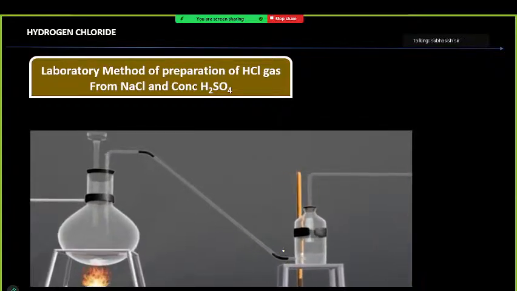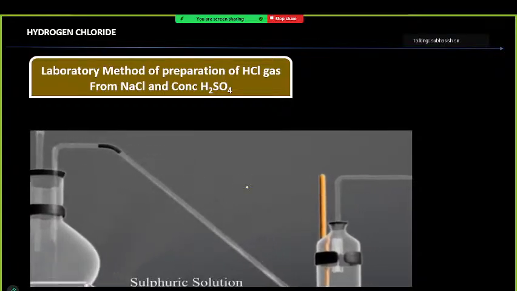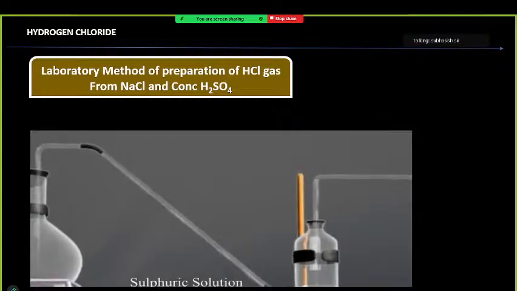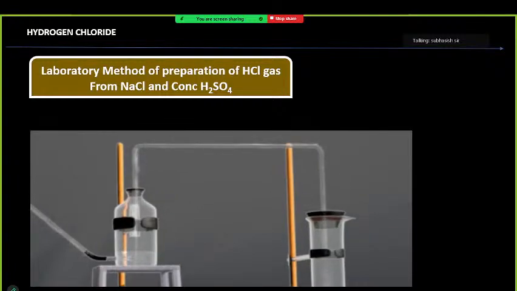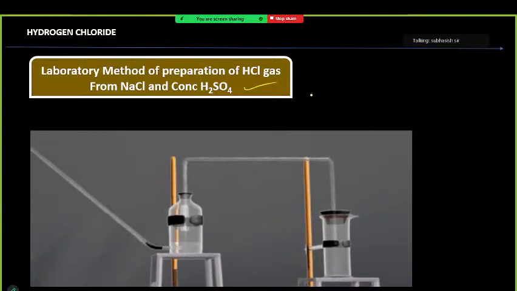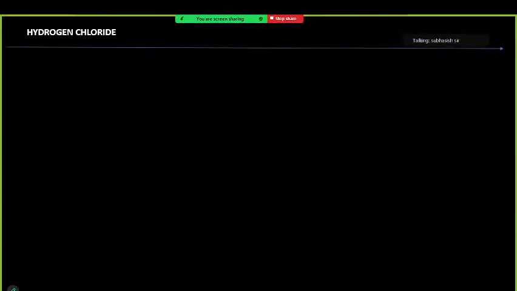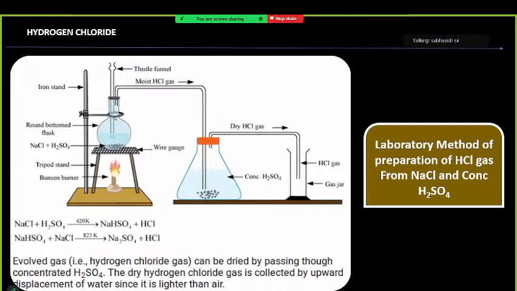And this is again passed through concentrated sulfuric acid, because concentrated sulfuric acid is used as a dehydrating agent, because it can remove the moisture present in HCl, with the formation of dry HCl gas. So this is the laboratory method for the preparation of hydrogen chloride.